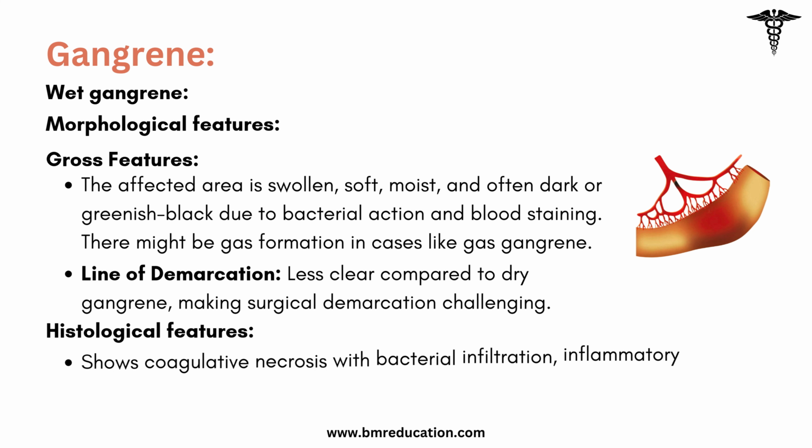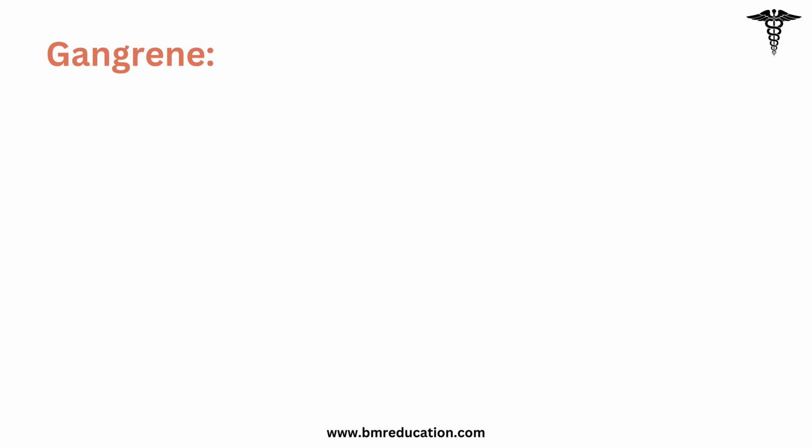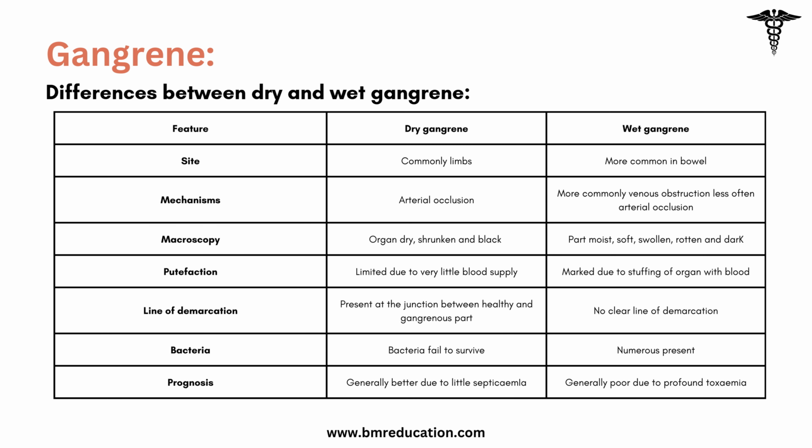The histological feature shows coagulative necrosis with bacterial infiltration, inflammatory cells, and sometimes gas bubbles in the tissue. These are some differences between dry and wet gangrene.